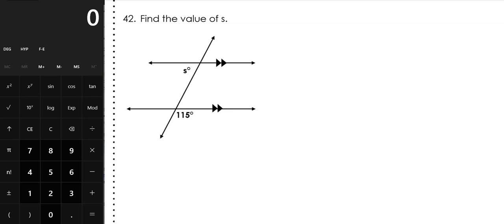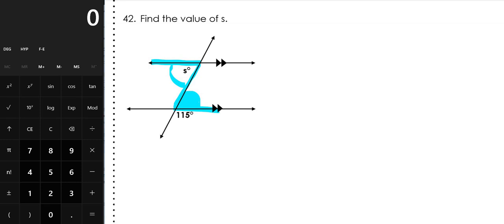Number 42. Find the value of S. Okay, I see parallel lines cut by a transversal. So you should be thinking about alternate interior angles, alternate exterior angles, corresponding angles, same side interior, all of those good things. I like to always rely on that Zaro Z that I had mentioned before. If I look at where the S is, I'm going to create a Z that traps that S in the corner. So this angle S is going to be congruent to whatever the measurement is for this angle down here. Because remember, the corners of your Z are congruent.